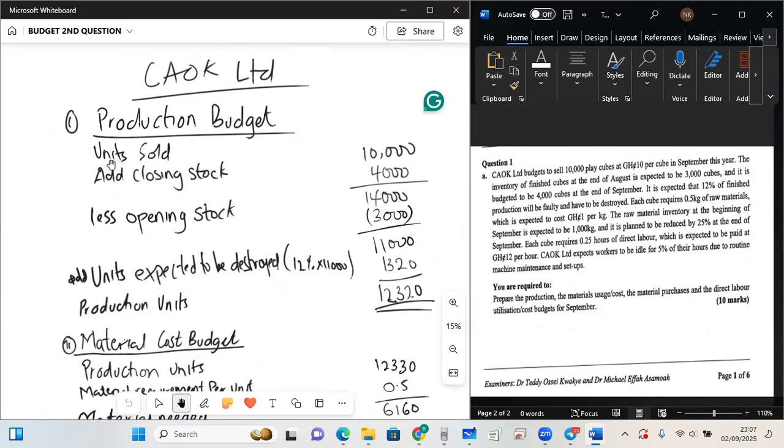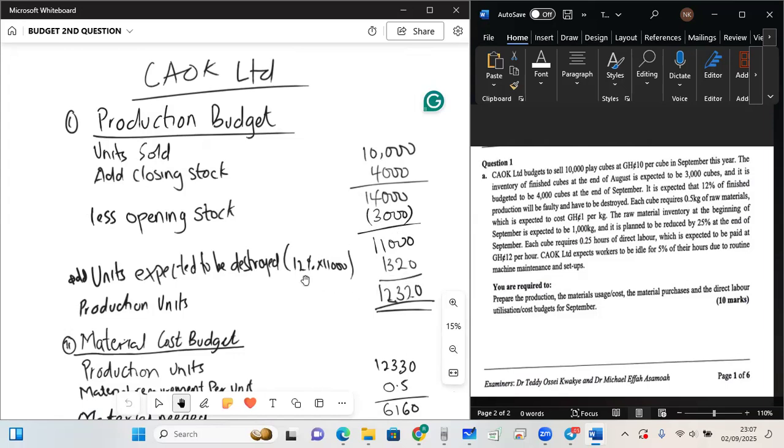Now, units sold is 10,000, right? That's what we are having here. When we are doing the production, we start with the units sold. So the units to sell is 10,000. That's the same thing. I assume it is sold. Now we add closing stock as usual. Then we come in and less opening stock as usual. That's the same thing as in here. Now we get this 11,000.